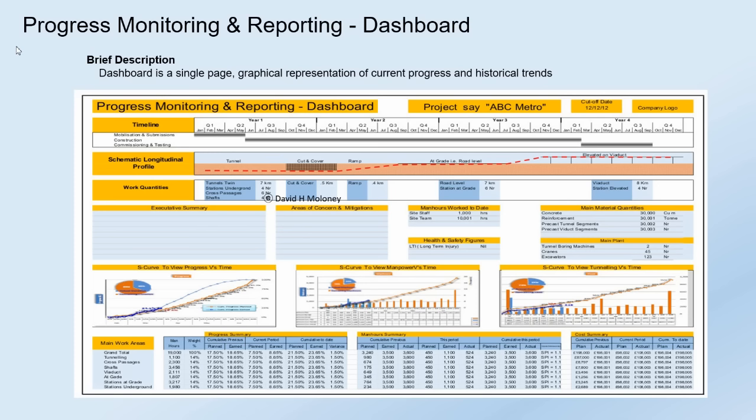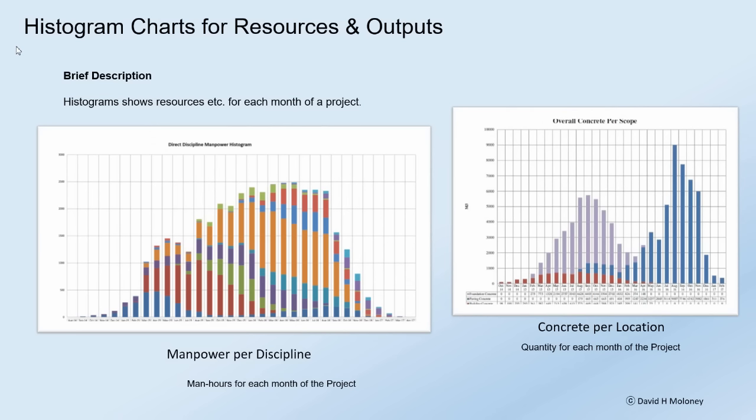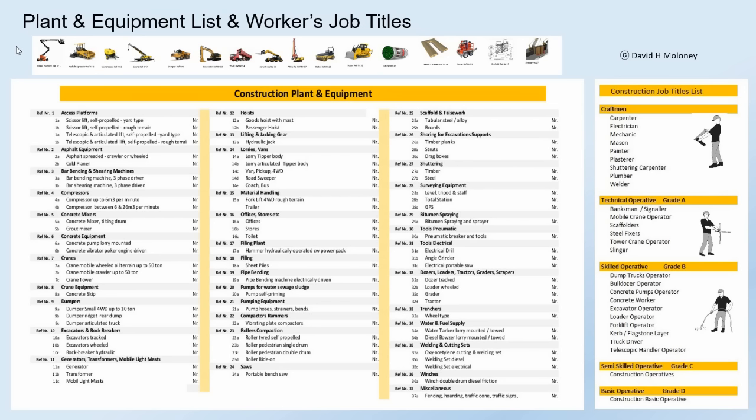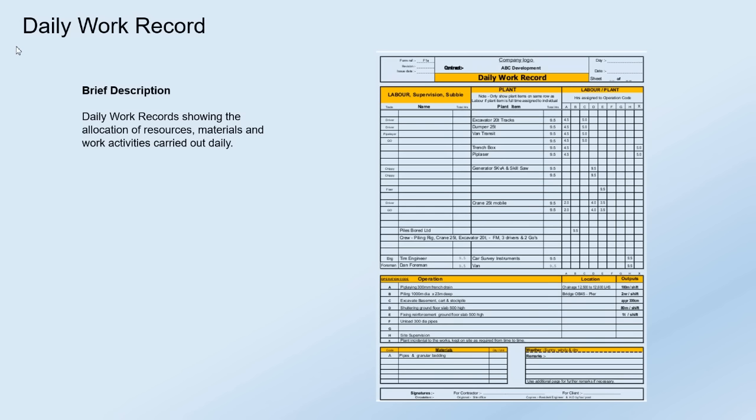Administration. A dashboard is a single page, graphical representation of current progress and historical trends. Histogram charts for resources and outputs per month. Plant and equipment list and workers' job titles. Daily work records showing the allocation of resources and materials for the work activities carried out daily.